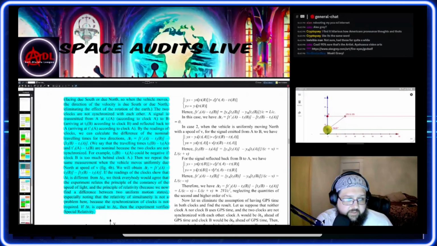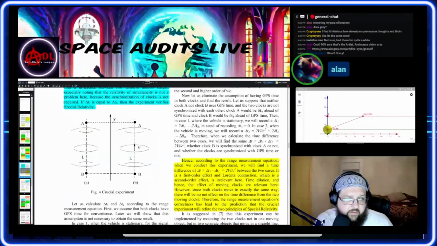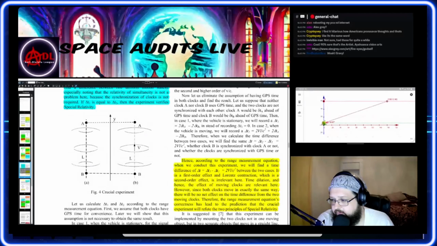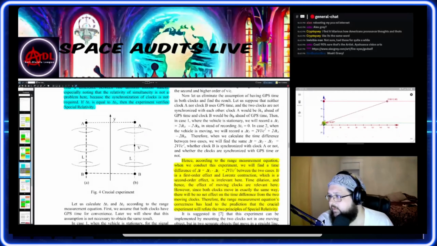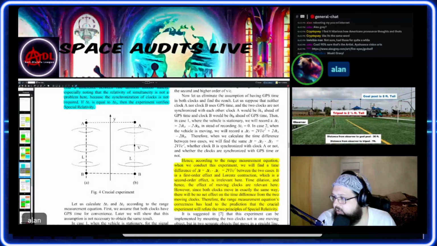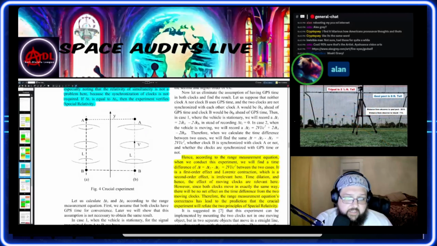Let me see here. I got notes on this real quick. Let me just sum this up. Four. So comparing the stationary receiver A and the moving receiver B, the signal reflection times on the north-south axis are used to deduce whether or not C is truly invariant.